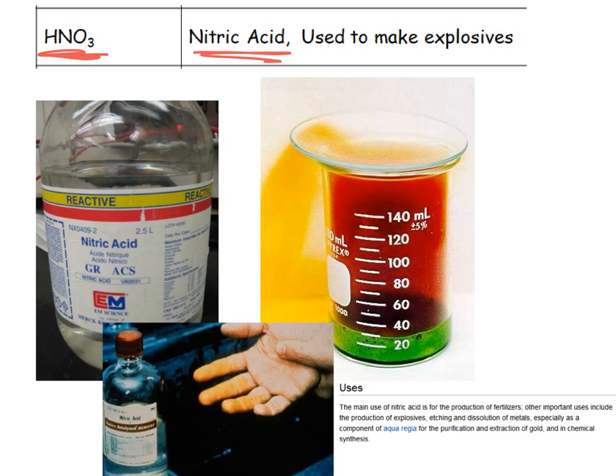If you take some sulfuric acid and nitric acid and mix them together, it makes a chemical known as aqua regia, which is a super strong acid, and that can even dissolve gold, which doesn't react with very many things. So for our purposes, just remember the formula, HNO3, nitric acid, and that it's used to make explosives. There won't be any more than a question about that.